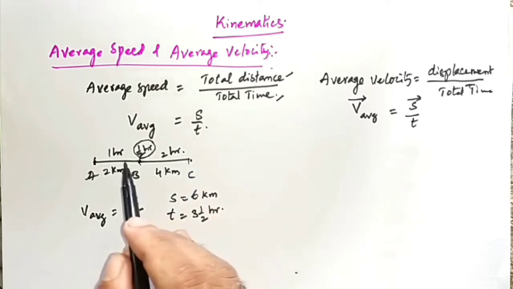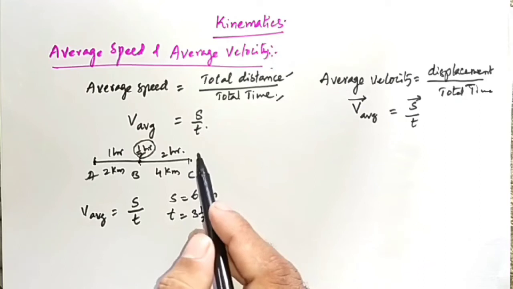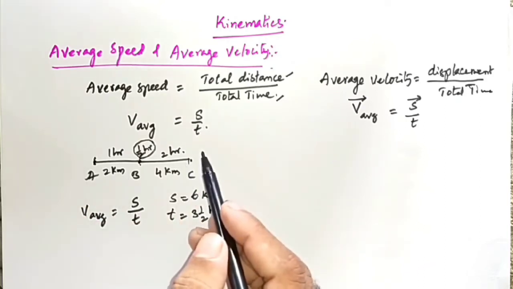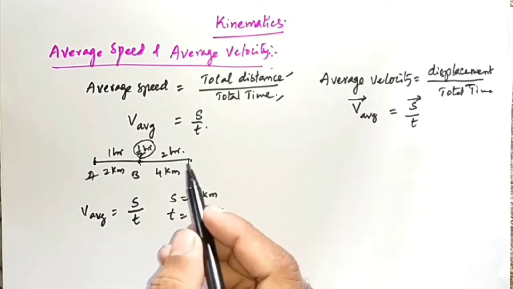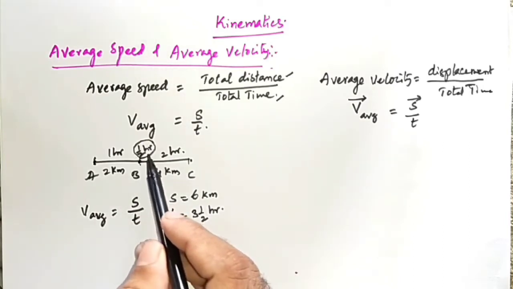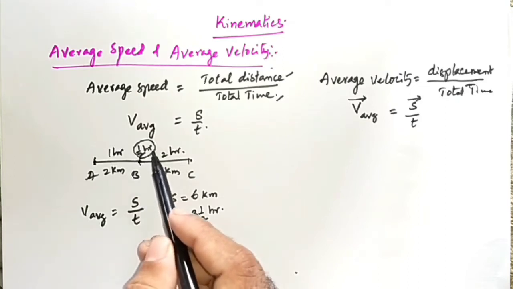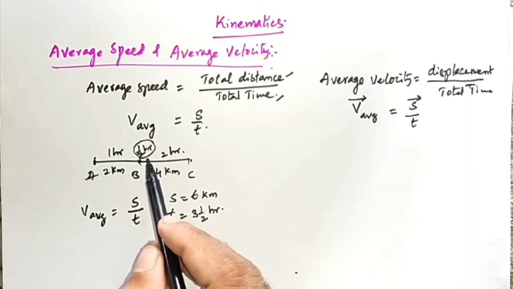At A it started at 8 a.m. At C it reached by 12. Then what is the time taken? 4 hours. In that 4 hours it may travel or may not travel, but the journey time is 4 hours. Here it is 3.5 hours. Most of the students will not take this half an hour because the bus is not moving in this time. Even though it is not moving, we should consider that time also.